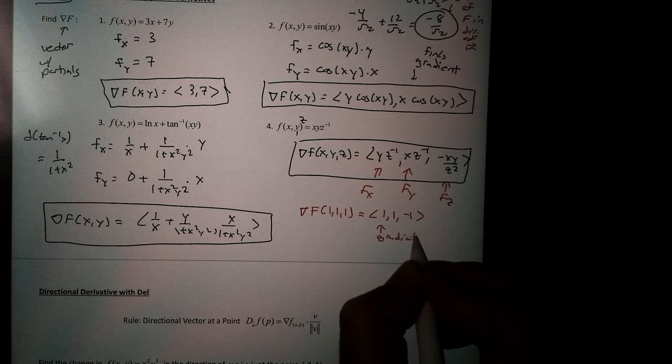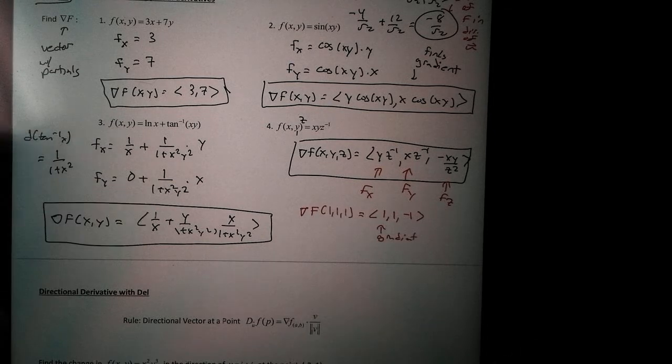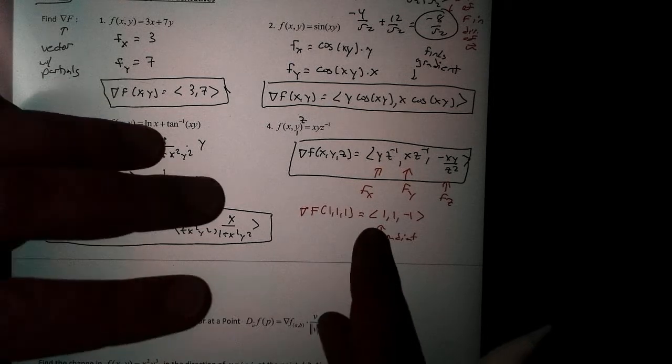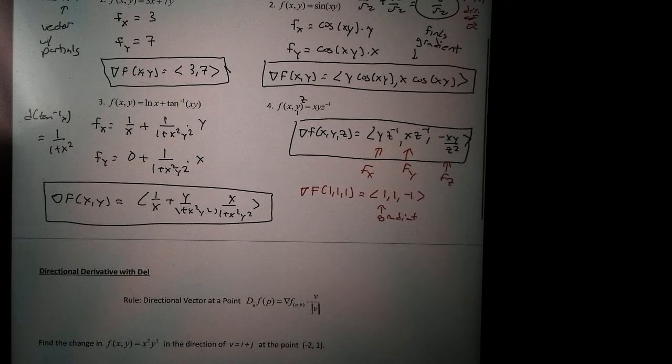Now in a three-dimensional space right here, or actually in a four-dimensional space, this is going to give us the direction of the fastest rate of growth. We're going to talk more about that, like I said, tomorrow. All right, so go on to the next lesson. I've got one more example of how we can use del to help us find the directional derivative. We'll talk about that in the next video.